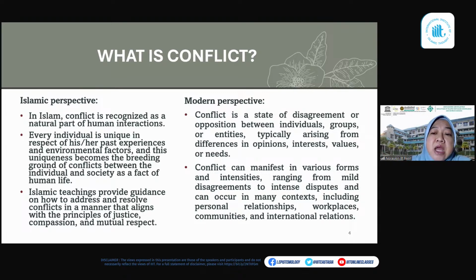In Islam, conflict is recognized as a natural part of human interaction. Why? Because Islam acknowledges that every individual is unique in respect of the way they undergo the process of socialization, as well as the environmental factors that influence their upbringing. And this uniqueness normally can become the breeding ground of conflicts between individuals, between communities, between societies. It is actually a fact of life that we cannot simply ignore. Islamic teaching provides guidance on how to address and resolve conflict in a manner that aligns with the principles of justice, compassion, and mutual respect.